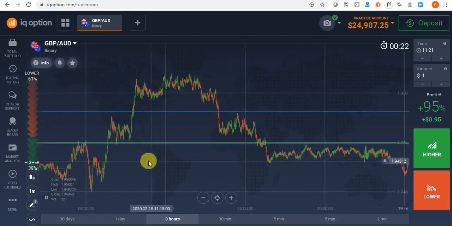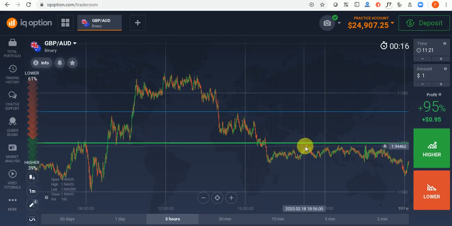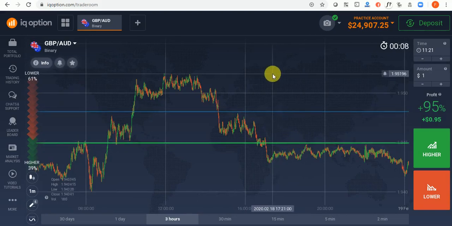A resistance. Let me see where this thing was acting as a support, so that you can have a brief understanding. Okay, look at A. It acted as a support. When it came here, when it broke it, it started acting as what? As a resistance. So depending on where the market is at every point in time, these lines you are drawing will either act as a support or as a resistance.